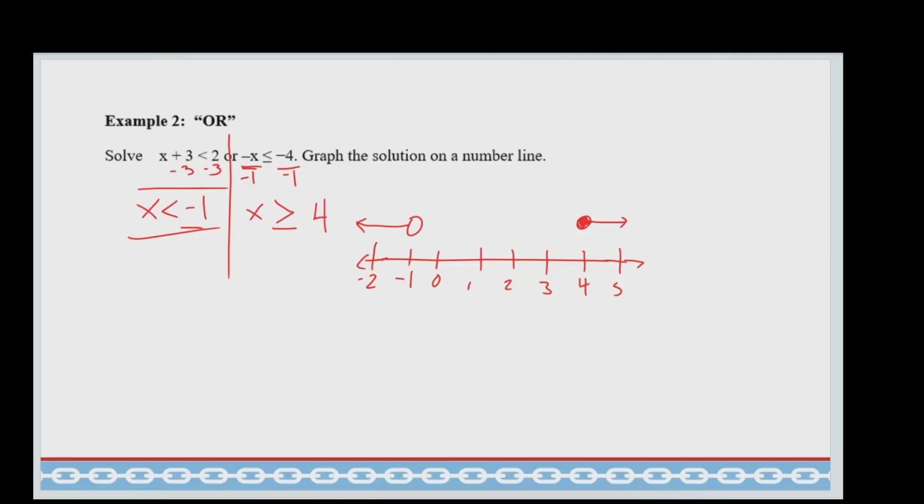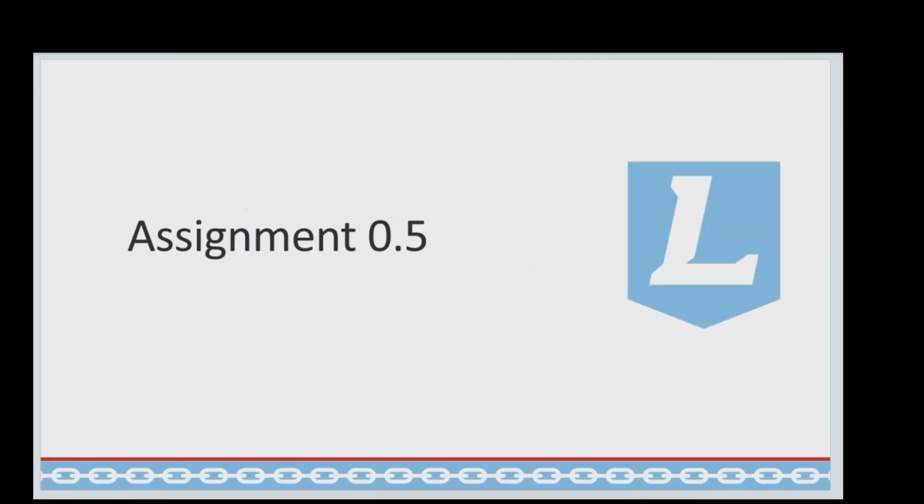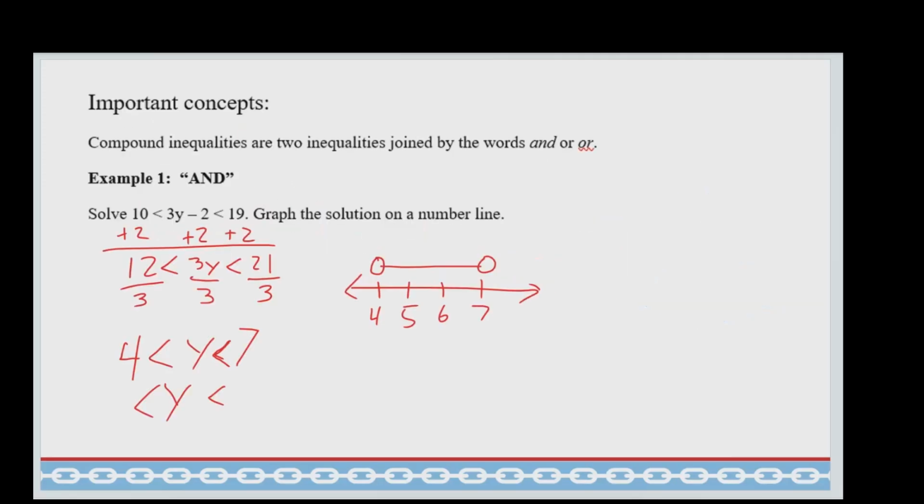Typically for the or case, 99% of the time, the arrows are going to be pointed away from each other. In the and case, 99% of the time, they're going to connect and meet like they did here, because we have this set up like this.